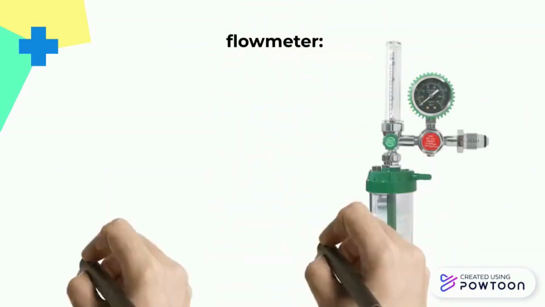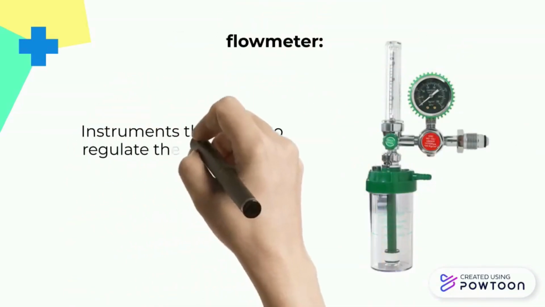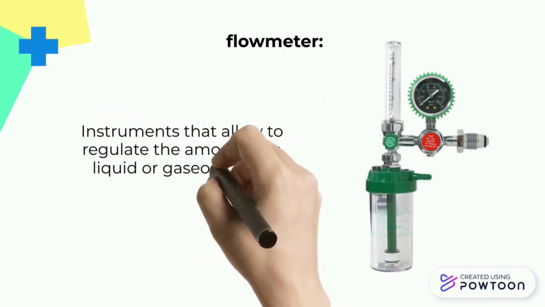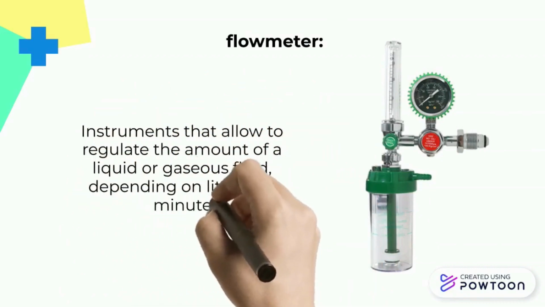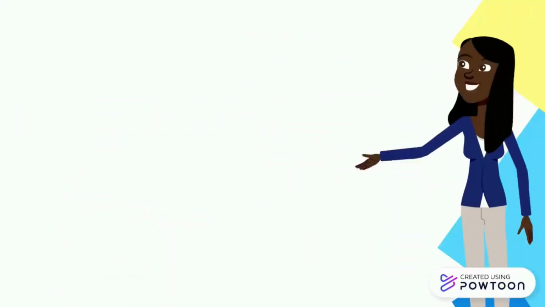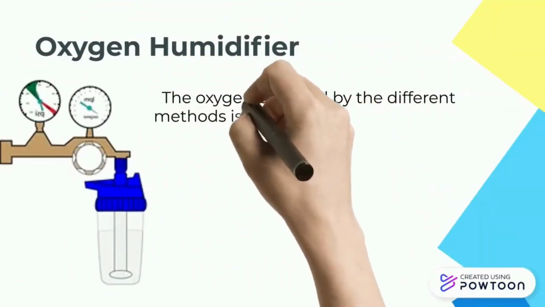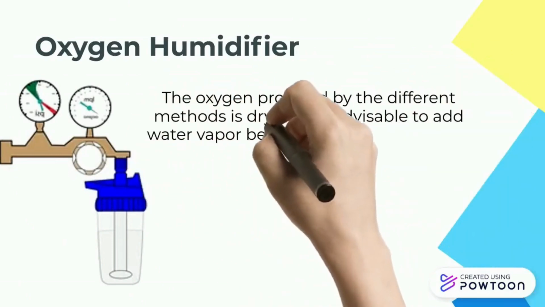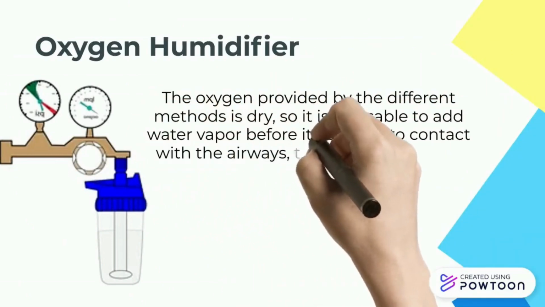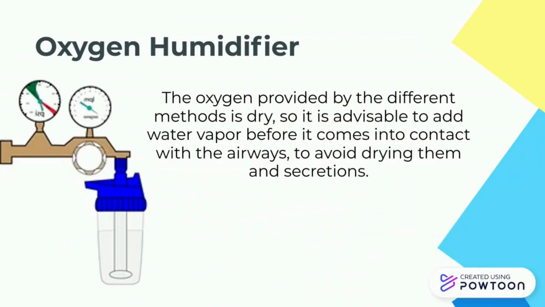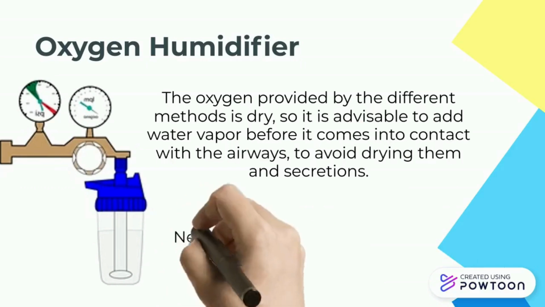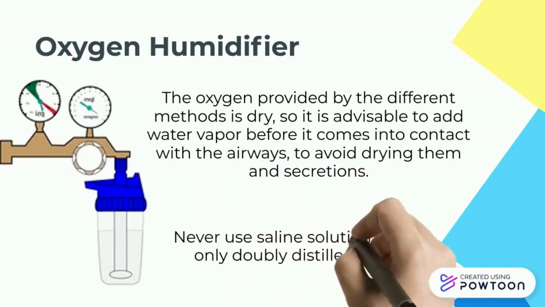Flowmeter, an instrument that allows regulating the amount of a liquid or gaseous fluid in liters per minute. Oxygen humidifier. The oxygen provided by the different methods is dry, so it is advisable to add water vapor before it comes into contact with the airways, to avoid drying the secretions. Never use saline solution, only doubly distilled water.